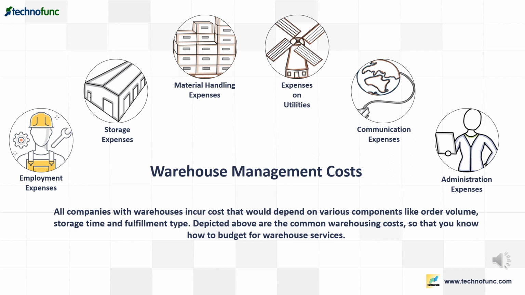3. Material handling expenses like forklift trucks, pallets, packaging, etc. 4. Expenses on utilities like electricity and heat, etc. 5. Communication expenses made on internet, telephone systems, etc. 6. And finally, the overall administration expenses including management expenses, insurance, security, etc.